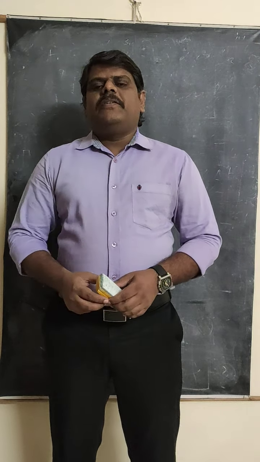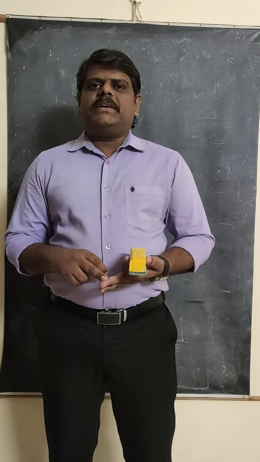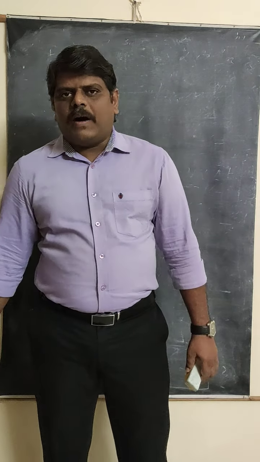So first, the solids. When I refer to solids, we have a particular shape and a particular volume. Due to this particular shape and volume, solids will have three types of coefficient of expansions. One is the linear expansion alpha, areal expansion beta, and the volume expansion gamma. Let us write down the formulas for this.